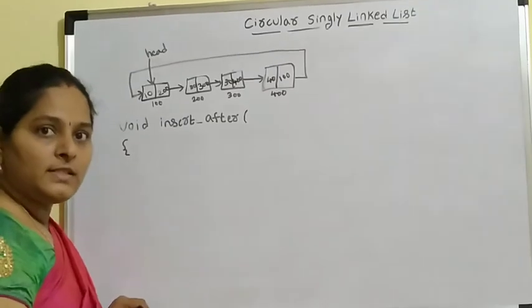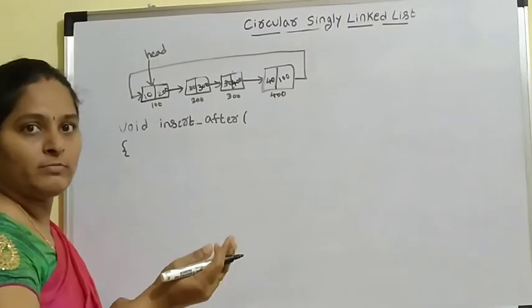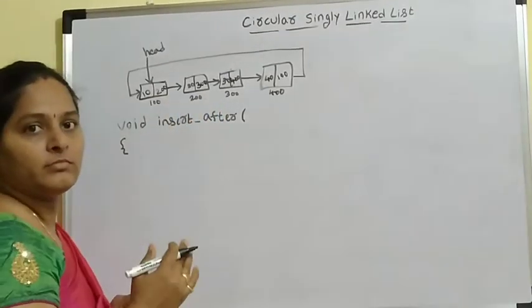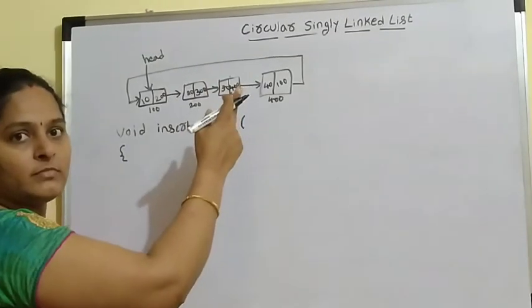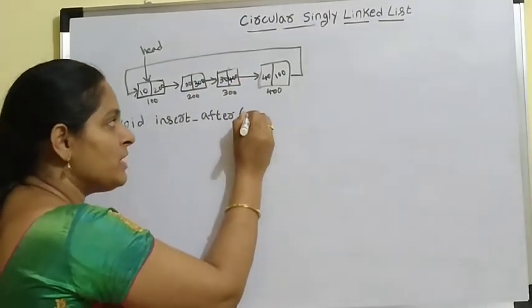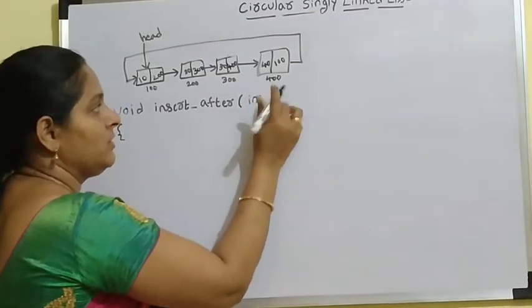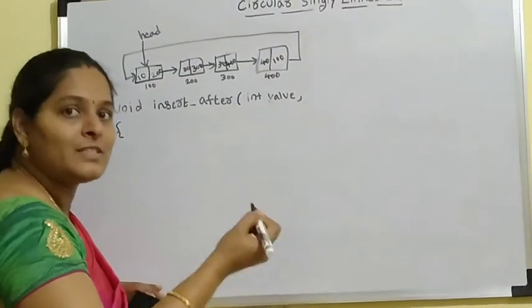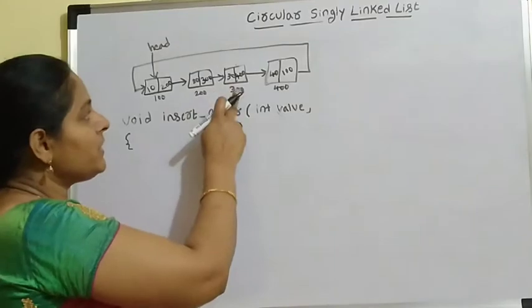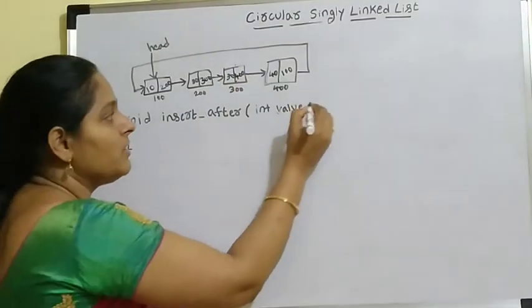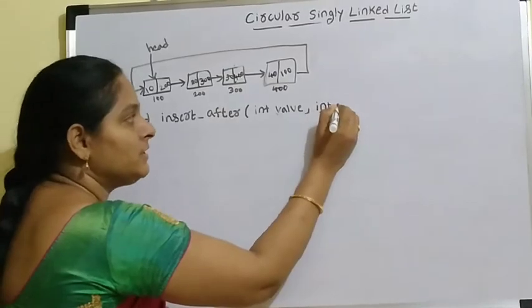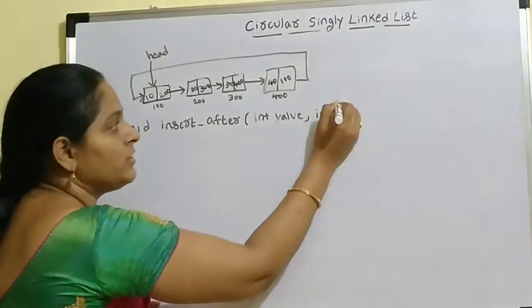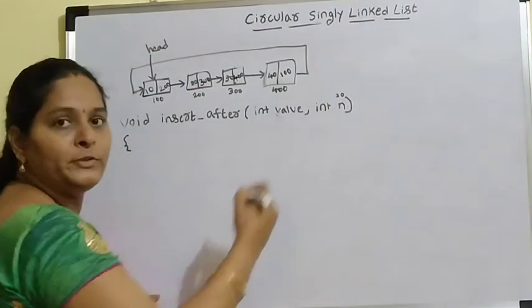Let us see how to insert some node after some node. Suppose if I want to insert 35 after node 30, after data element 30. So here I need to pass which value I want to insert in the node, and after which element I want to insert. Now I want to insert a new node after the 30 element. So that 30 also I need to pass, right? So that 30, here I am taking it as n. So for passing 30, here I am using n.